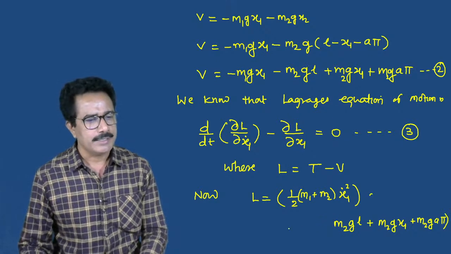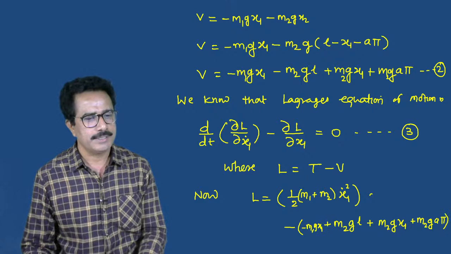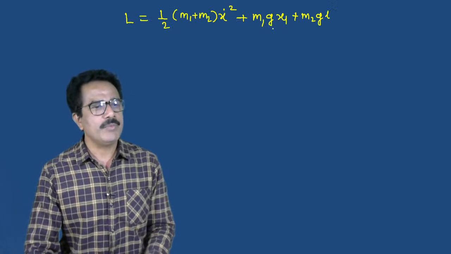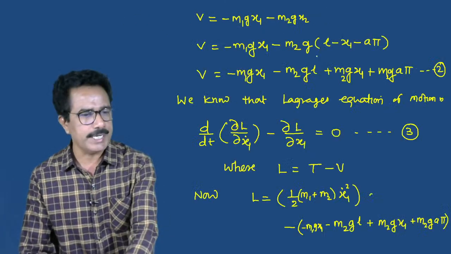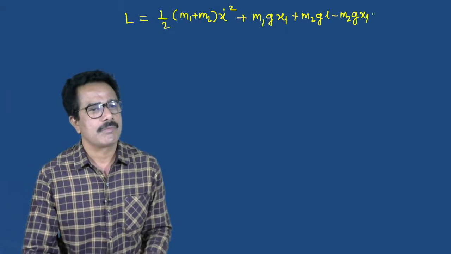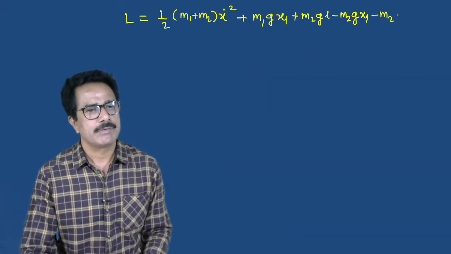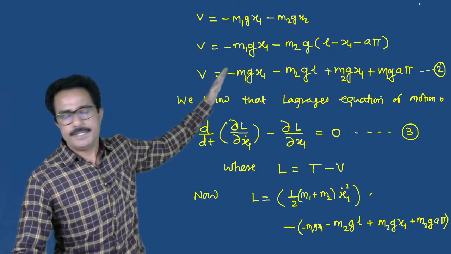This is V, that is a minus m1 g x1 minus m1 g x1 plus, this is also minus. So we can write this as m1 g x1, again m2 g l plus m2 g l, then third is minus m2 g x1, and then fourth is m2 g a pi. Will 3 terms come or 4 terms? Okay, do you understand this? Now it is fine.